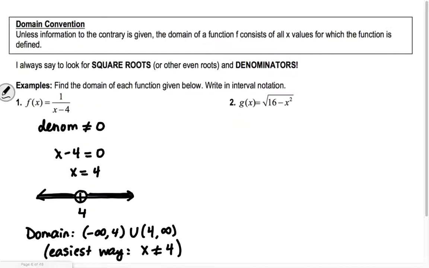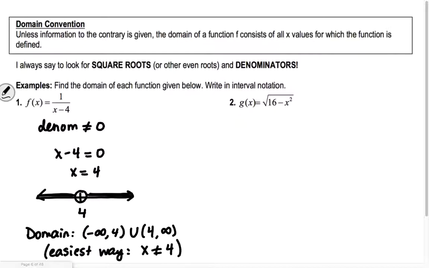Okay. So the next one, this is a little bit tricky. Let's think in our heads what is allowed. If I plug in x equals 0, can I take the square root of 16? Sure. Can I plug in 1? Square root of 15? Yeah. Where does it start to be bad? When you pass 4. So can I plug in 5? No, because then I have the square root of a negative. Can I plug in 4? Yeah, because I have the square root of 0. That's allowed. 4.1? No. Okay, so anything that's bigger than 4 is bad.